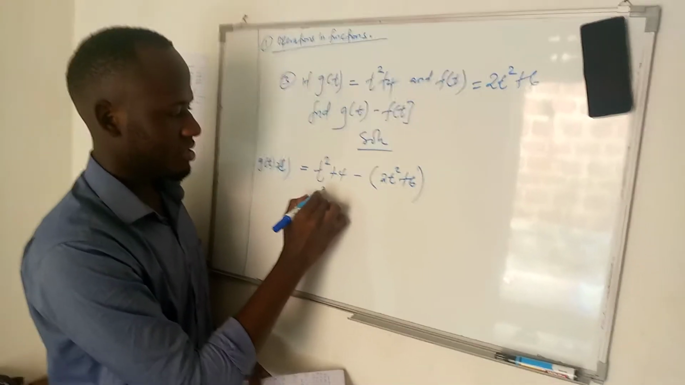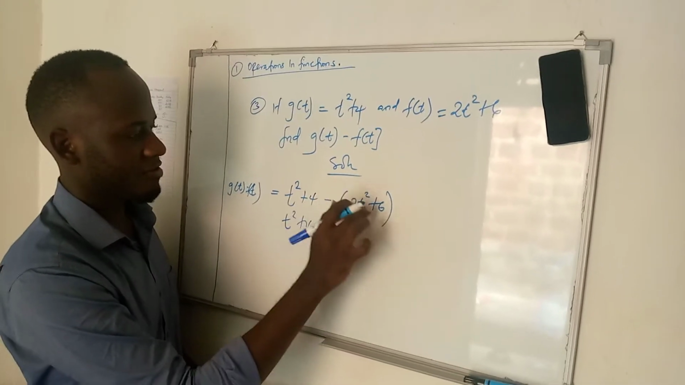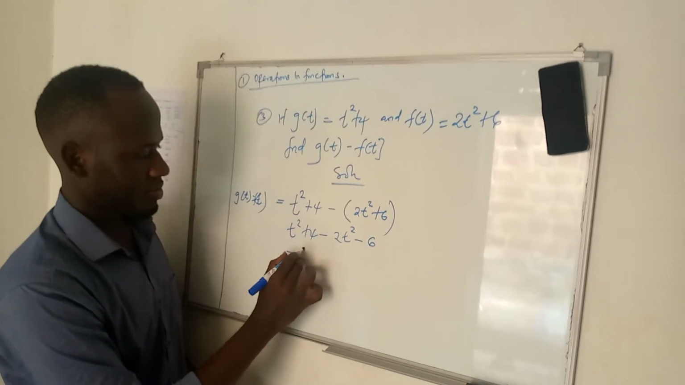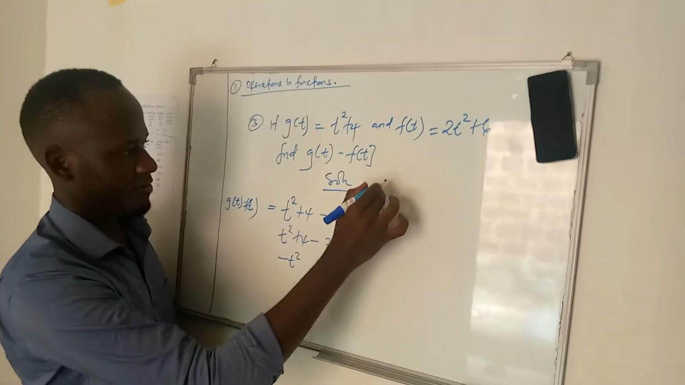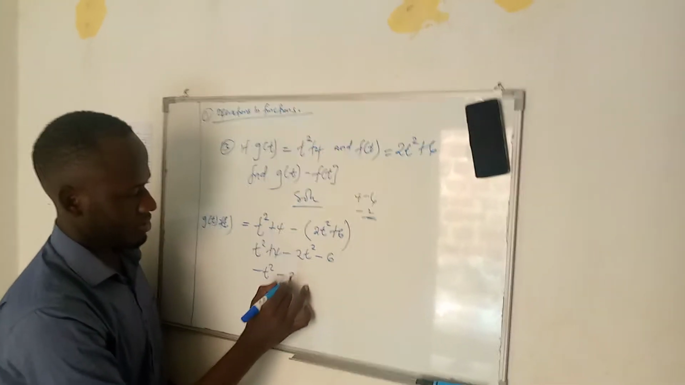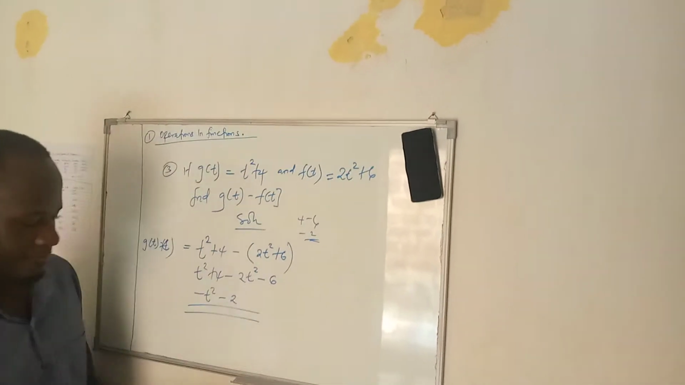So it will be t squared plus 4 minus 2t squared. This will have to affect the sign here to become a minus, this will be 6. This will still be t squared minus 2t squared, giving minus t squared, and 4 minus 6 gives negative 2. Minus 2. Yes, that is our final answer.